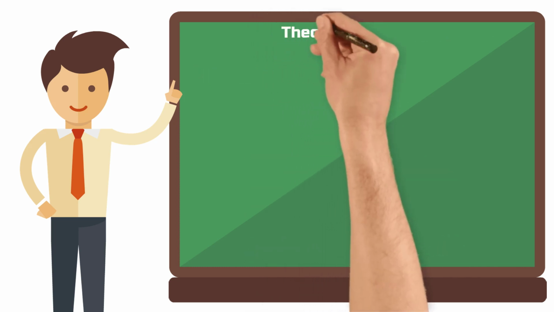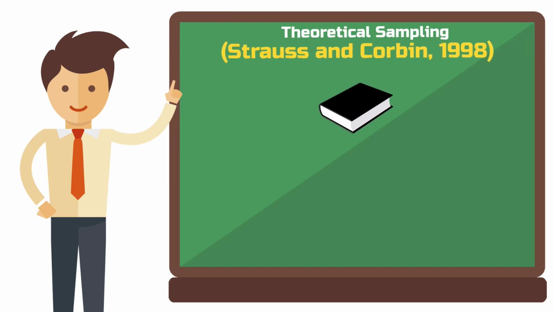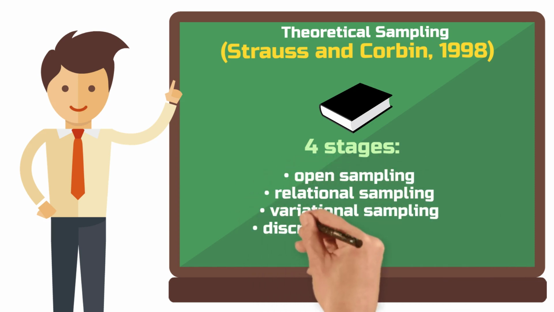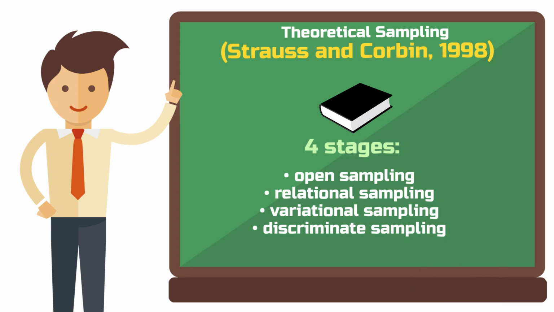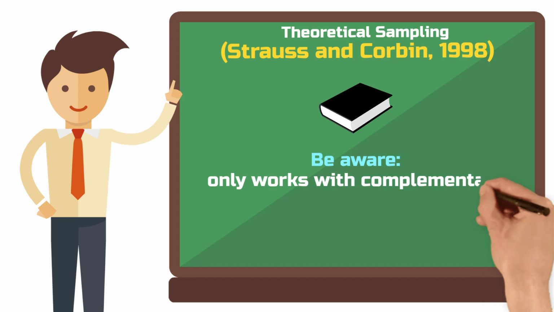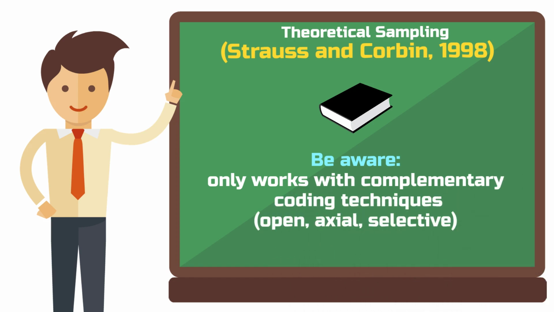Strauss and Corbin further specified theoretical sampling in their seminal book. They distinguish between 4 stages: open, relational, variational, and discriminate sampling. These stages provide more structure and define individual steps, which can be particularly helpful at the beginning. Note that the recommendations by Strauss and Corbin work well only with the coding techniques they also propose. That means open, axial, and selective coding.